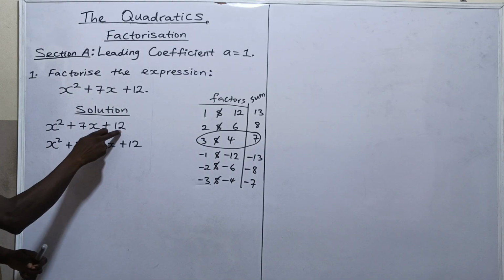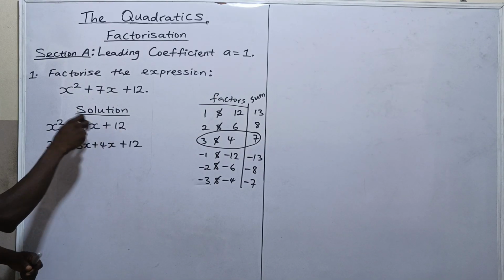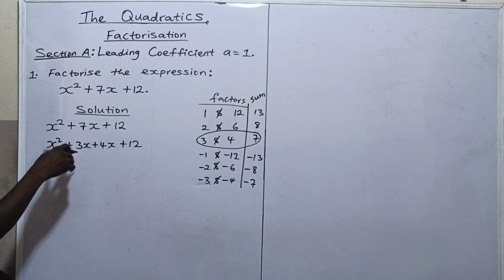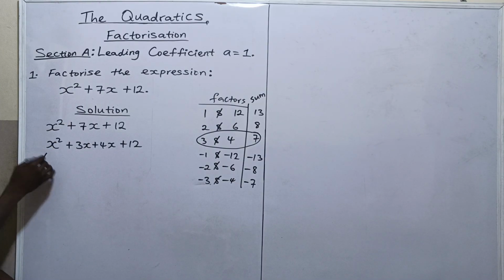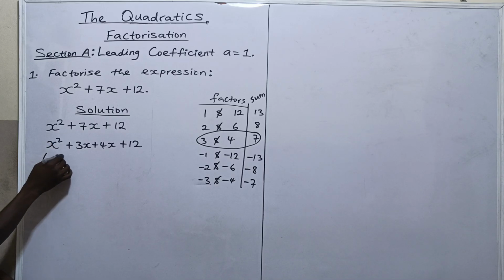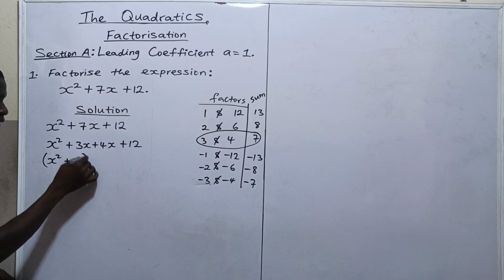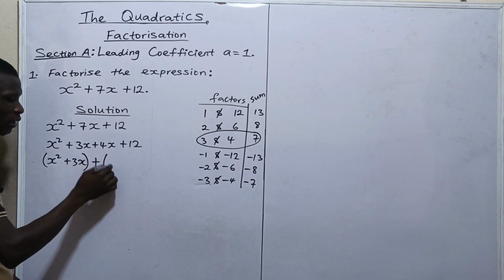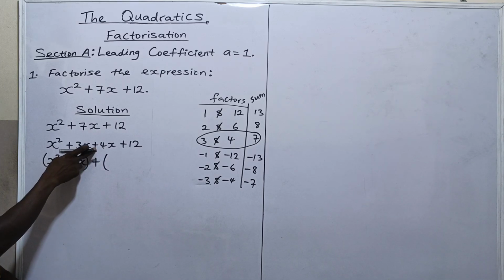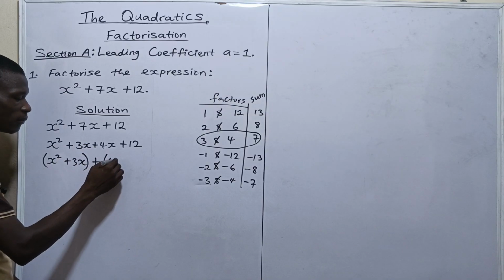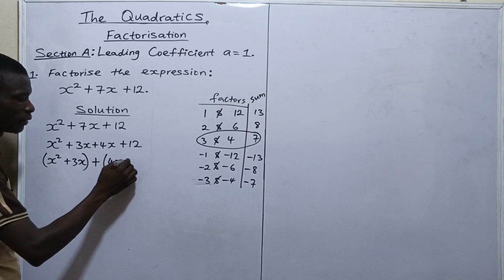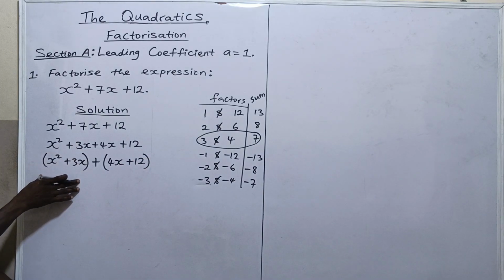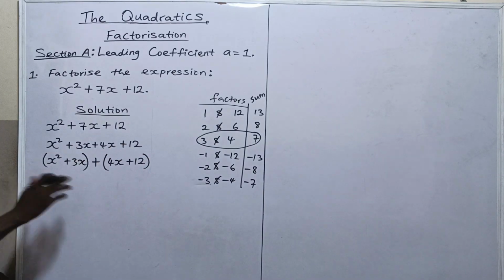Two numbers whose product is 12, and their sum is what? 7. So what is the next thing to do now? We try to separate them into two brackets. Open the first bracket, put x squared plus 3x in the first bracket. Close it. And immediately after the closure, put a plus sign and then open another bracket. The sign here is plus 4. So plus 4 is the same thing as an ordinary 4x, and then plus what? 12. So what we have just done is that we put this first two in one bracket and this last two in another bracket. That's what we have done.